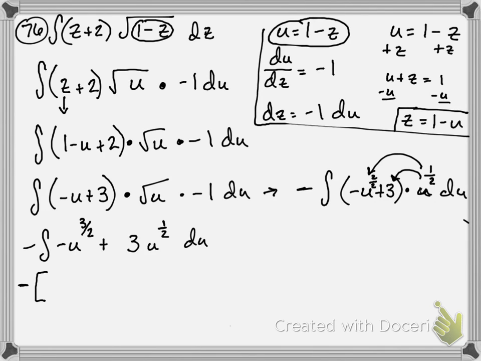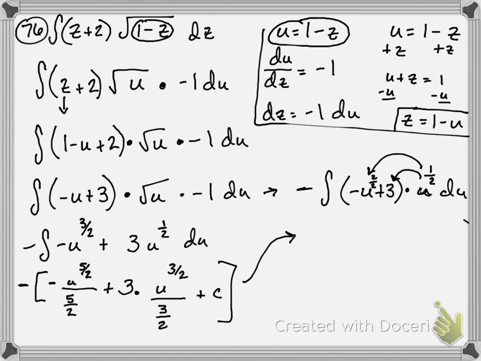So what does that look like here? You got your negative outside of everything. So you have negative u to the 3/2 plus 2 over 2 is 5 over 2, all over 5 over 2, plus you got 3 times u to the 3/2 all over 3/2, plus C. Now you got a couple things you got to flip. I'm gonna come right here and write it.